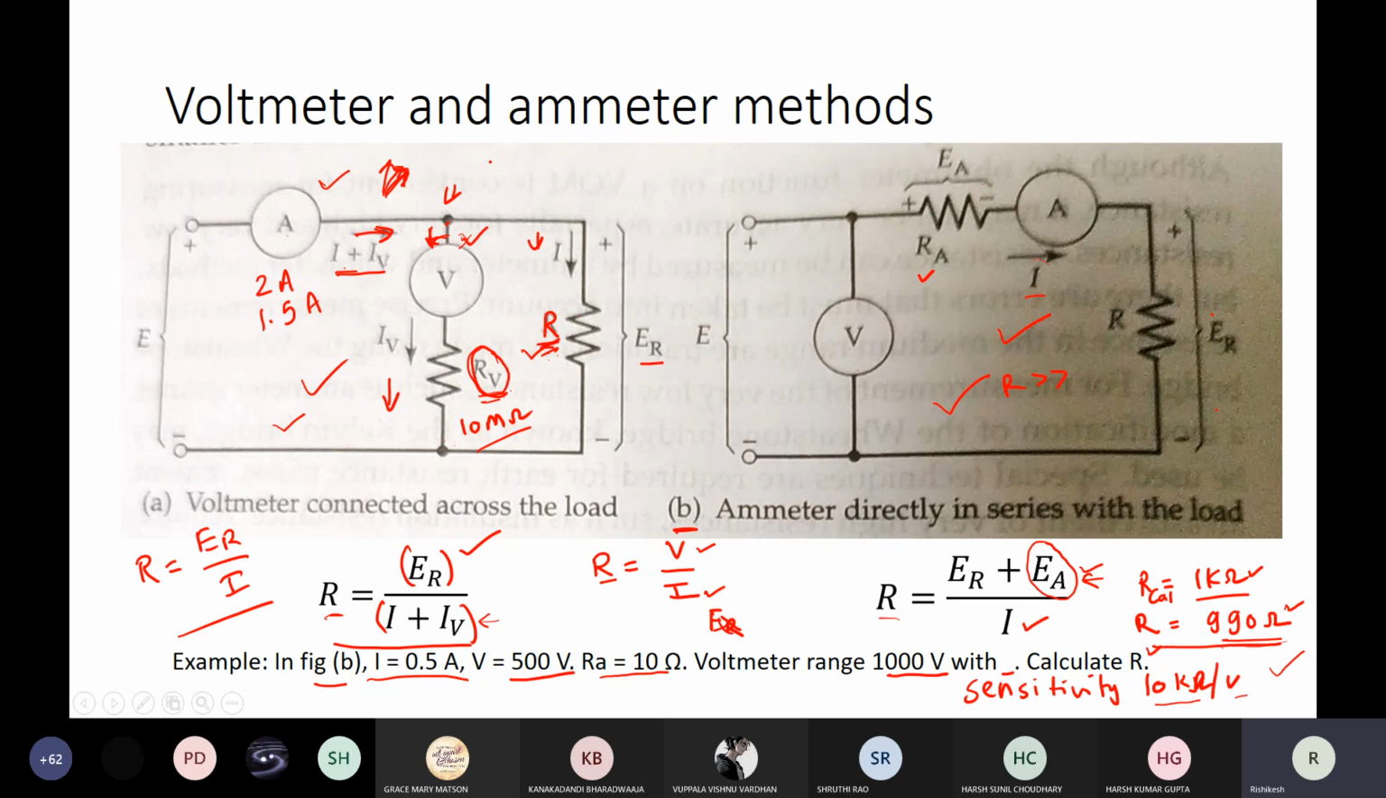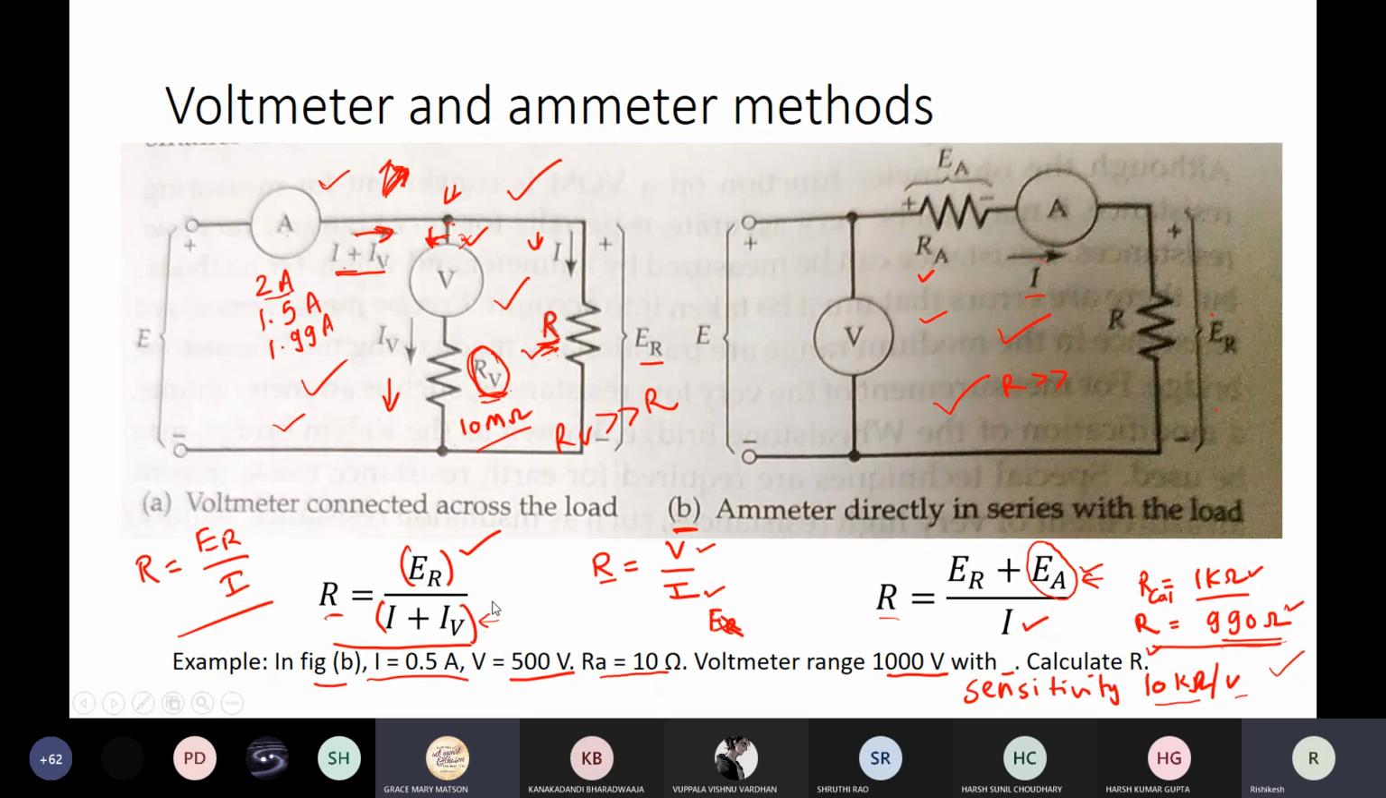Let's say you choose this configuration. Observe the current with the connection with voltmeter, and without the connection with voltmeter. If there is significant deflection, then you should go with this approach. Or if let's say it is 2 ampere before and later on it indicated like 1.99 ampere, it is still closer, so this is fine. That means RV is much greater than R. So this configuration is good enough.